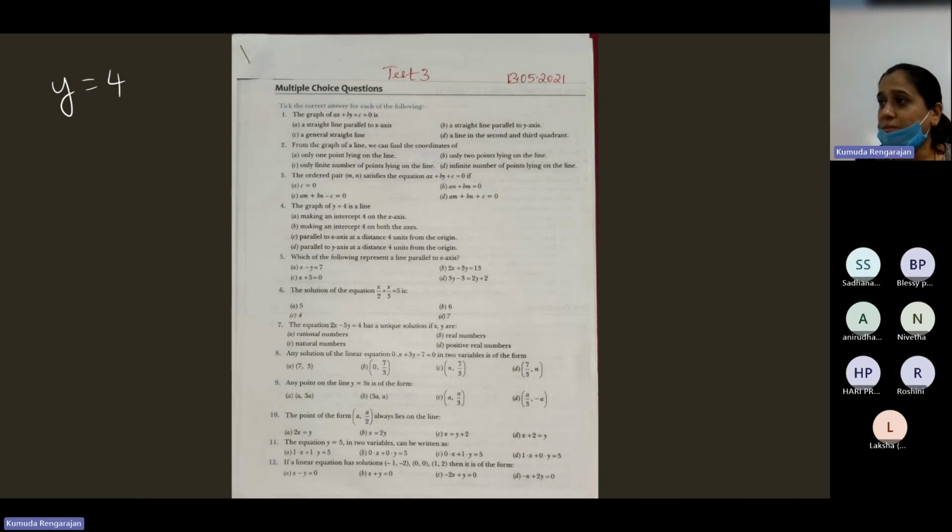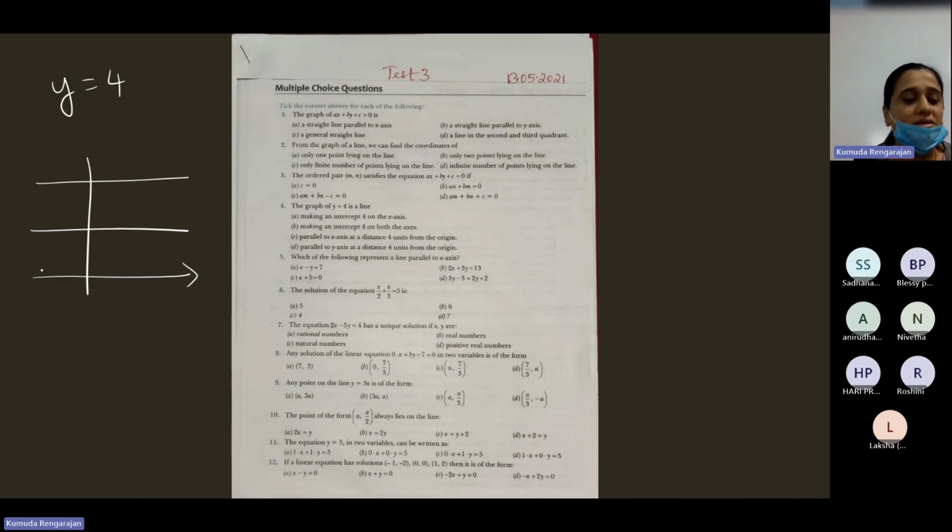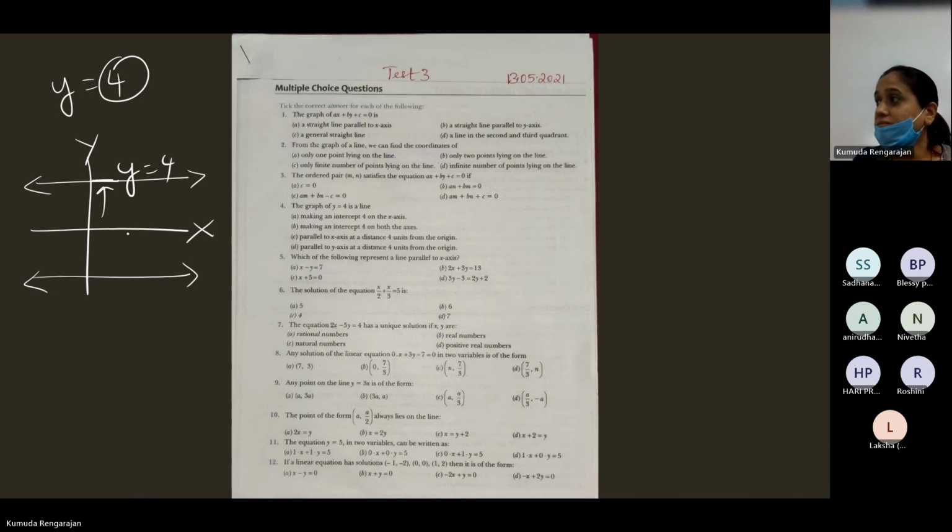And it's positive 4. Since the equation is y is equal to a constant, the graph of this equation will be parallel to the x-axis. So there are two situations. The graph can be like this or like this. This is the x-axis. This is the y-axis. It can be parallel to the x-axis and above it, or parallel to the x-axis and below it. But it's a positive 4, that means it's above. This one is y is equal to 4. This is y is equal to minus 4.